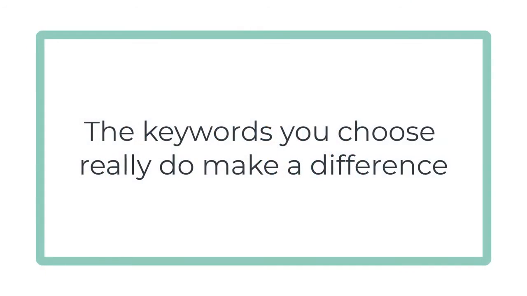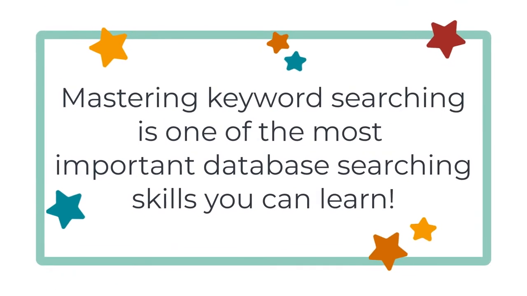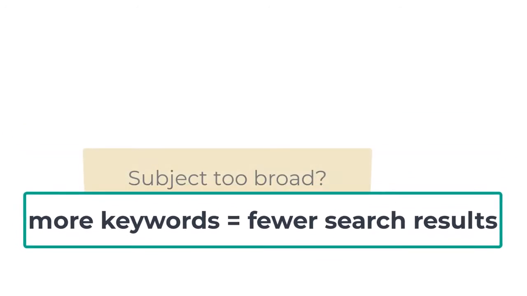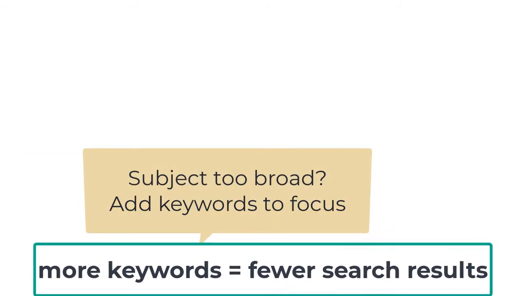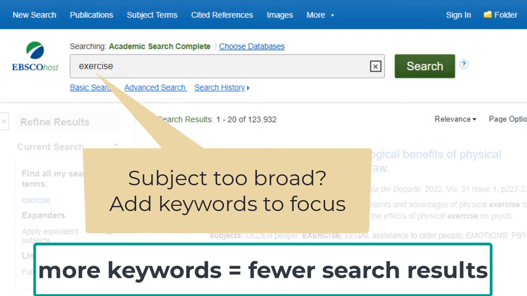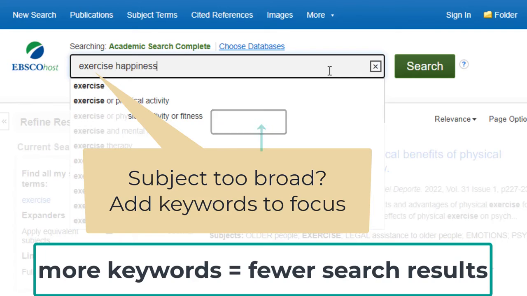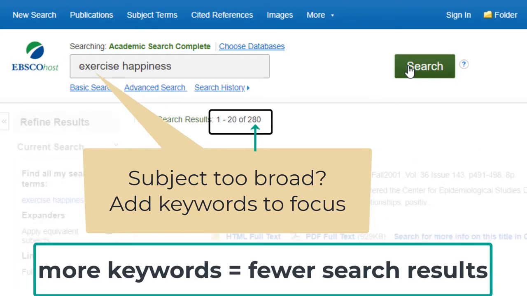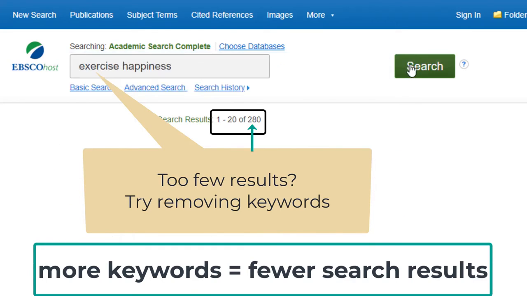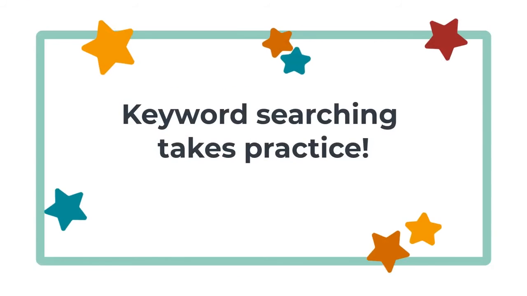The keywords you choose really do make a difference, which is why mastering keyword searching is one of the most important database searching skills you can learn. As this last example showed, adding more keywords will reduce the number of results you get. If your subject is too broad, adding carefully selected keywords to focus it can be helpful. For example, a broad search for exercise brings back almost 124,000 results in Academic Search, so adding the additional keyword happiness provided helpful focus. If you get too few results, reconsider your keywords and see if you can remove any of them.